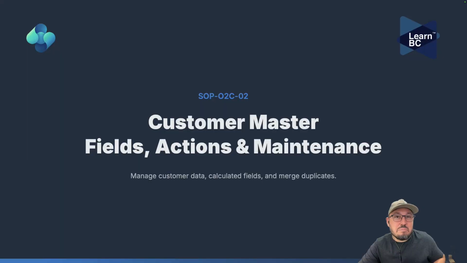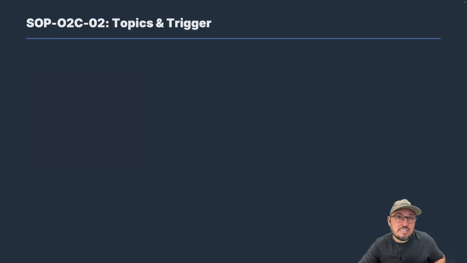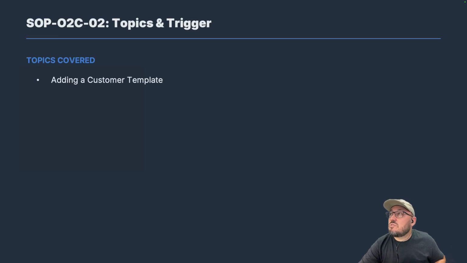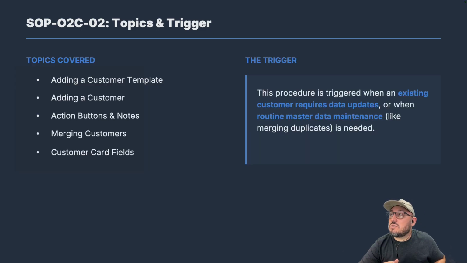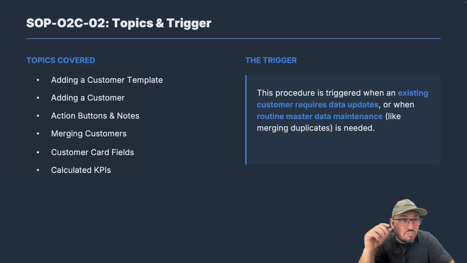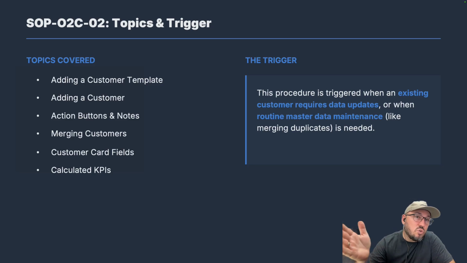Here we are in the customer master. We're going to talk through fields, actions, and maintenance. And the reality here is we're going to go through adding a customer template, adding a customer, action buttons and notes, merging customers, customer card fields, and calculated KPIs. So we've got a bunch of things that we're going to talk about on the customer card.